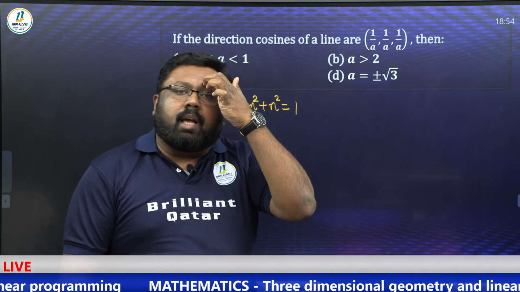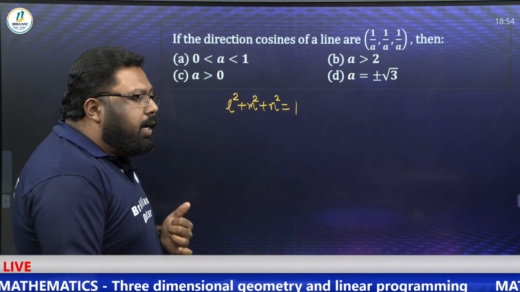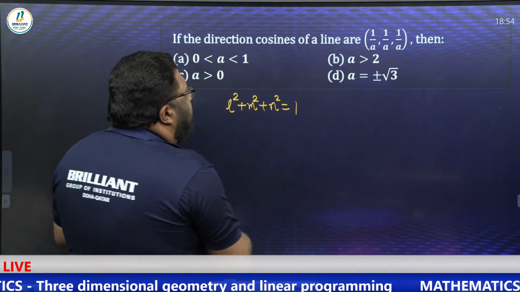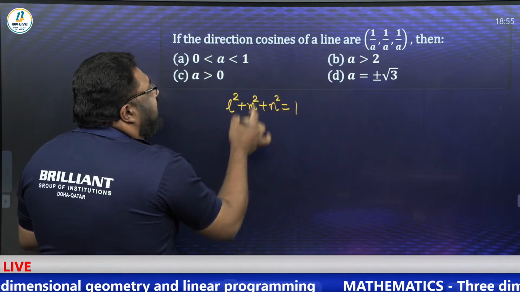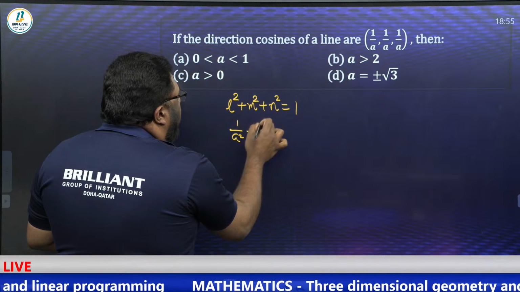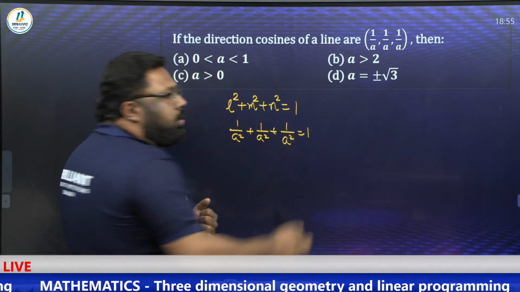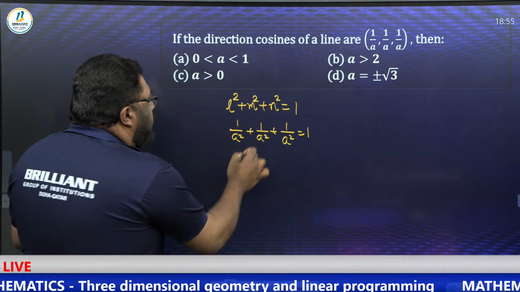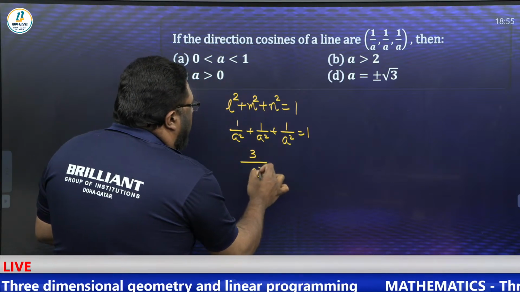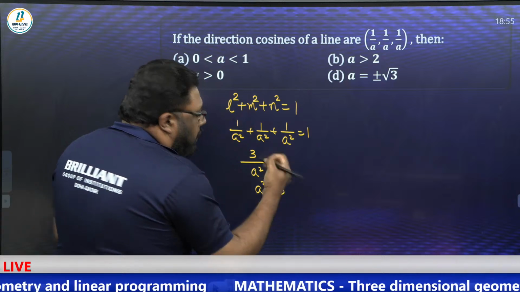L squared plus m squared plus n squared, the direction cosines of a line. Right? So l squared plus m squared plus n squared equals 1. All of them are 1 by a, so I can say 1 by a squared plus 1 by a squared plus 1 by a squared equals 1. So it's 3 by a squared equals 1, so a squared equals 3. So a is equal to?